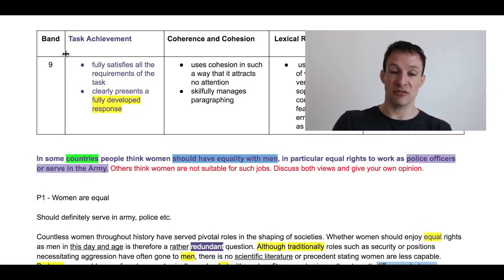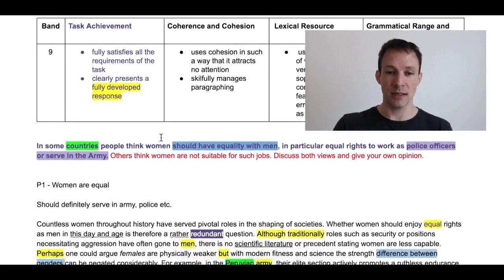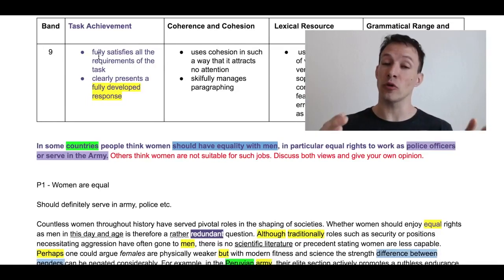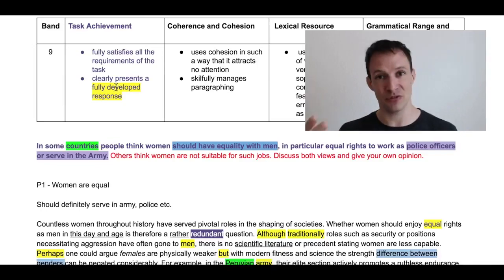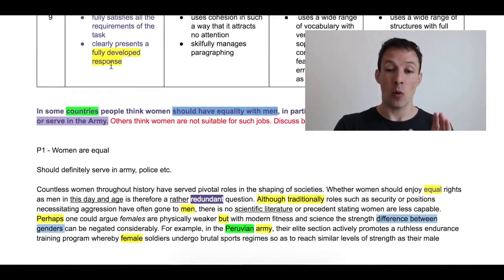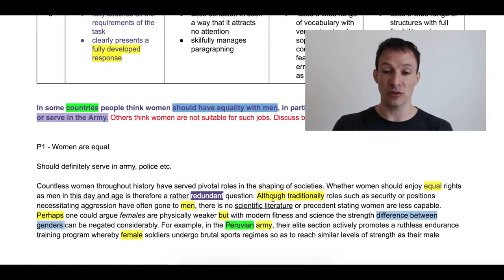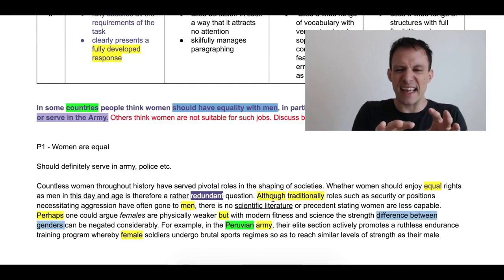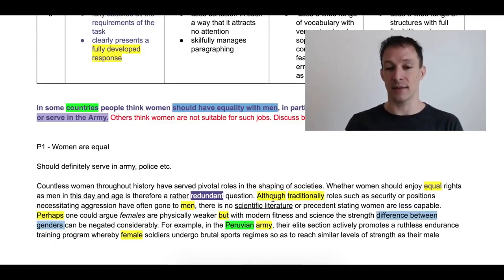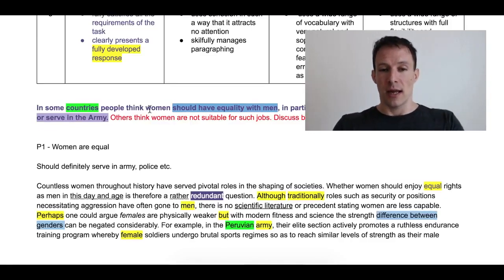So we've got task achievement. I've highlighted it in purple here, and obviously we can't fully satisfy all the requirements of the task with just one body paragraph. We need 2 body paragraphs, the introduction and the conclusion. However, we can develop a full developed response, which is what I have done, and I've tried to indicate where that fully developed response is within the essay, or within the body paragraph specifically. So let's have a look.